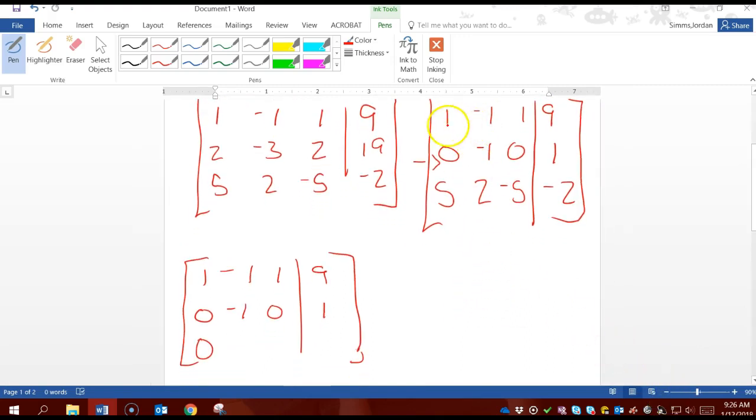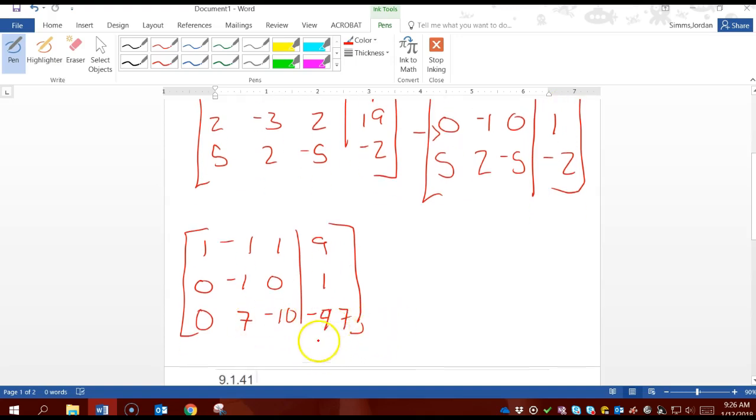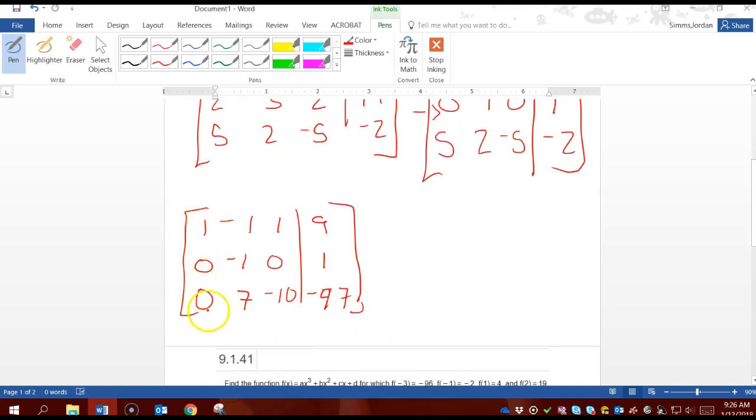Yeah, there we go. Okay, so negative 5 times that is negative 5, plus 5 is 0. Negative 5 times negative 1 is 5. 5 plus 2 is 7. That's going to be negative 5 plus negative 5 is negative 10. And then that's going to be negative 45 plus minus 2 is minus 47. Okay, watch your negatives on all that. So that's cool. We got zeros there.